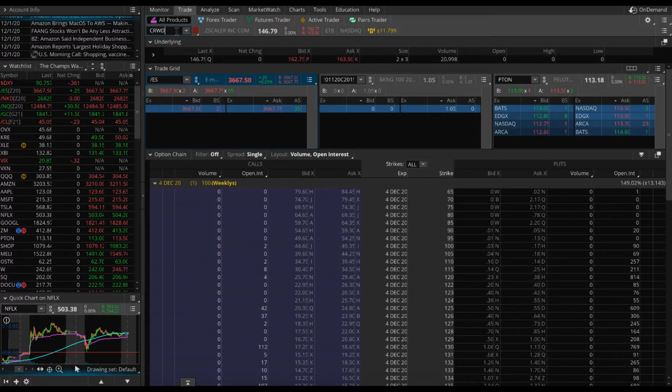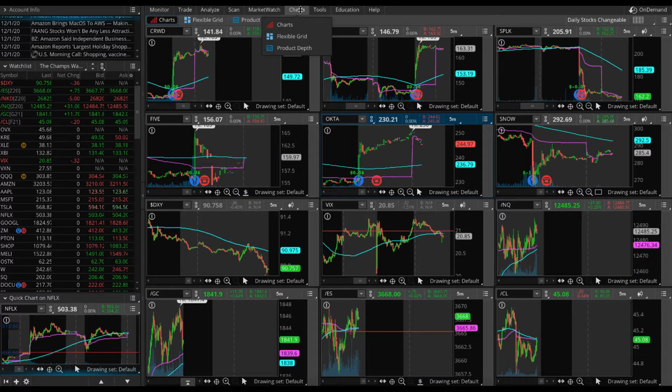CrowdStrike, you're up, and actually, they're on some decent volume, right? 104 grand. Okay, they had great earnings, great guidance, everything. Okay, so let's keep that in mind.